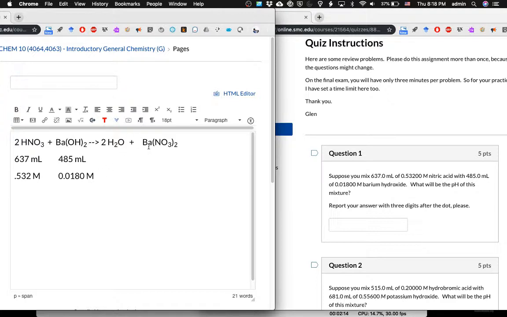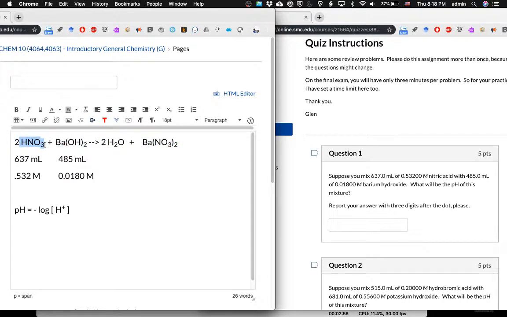Now, when they ask for the pH, they're really asking for the H+ concentration. Because remember, the pH equals the negative log of the H+ concentration. Let's find that H+ concentration, shall we? You know that this stuff, HNO3, is an acid because it starts with H. It's a strong acid because all the acids that I gave you for a stoichiometry problem in Chem 10 will be strong acids. And then all these will be strong bases.